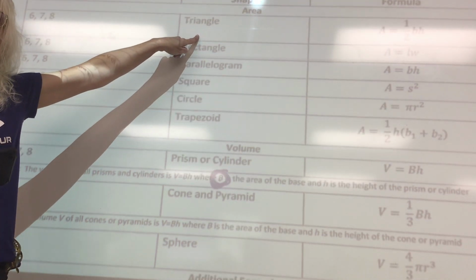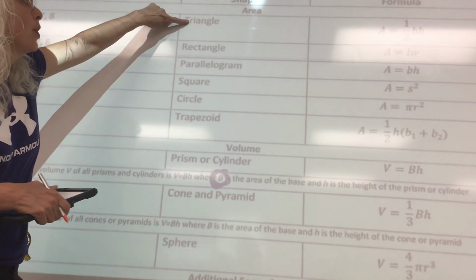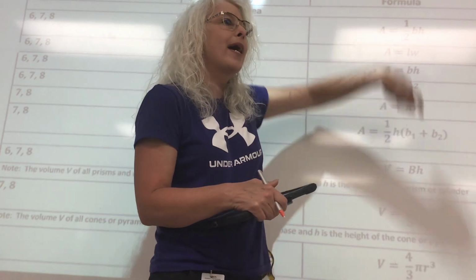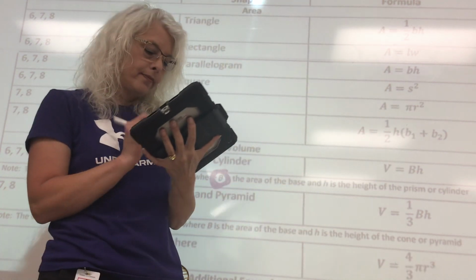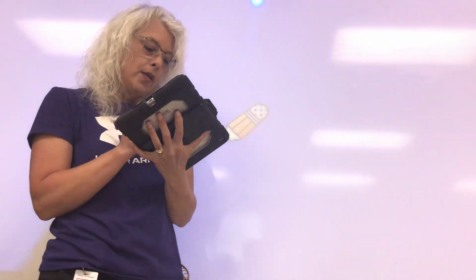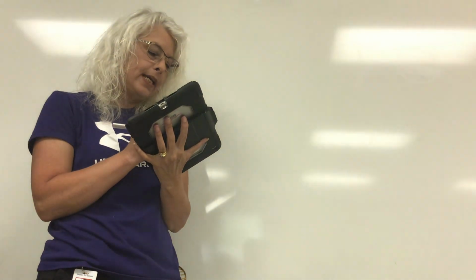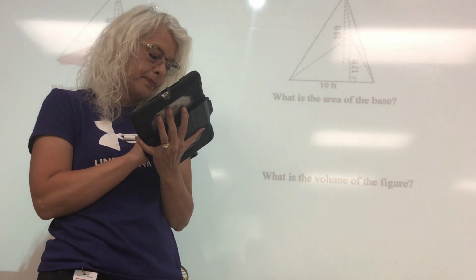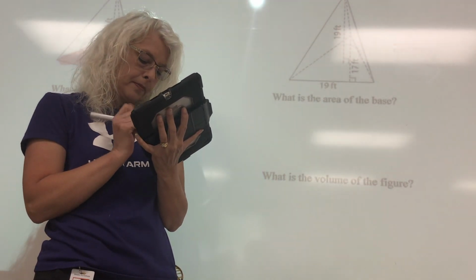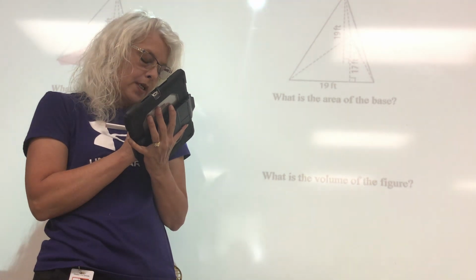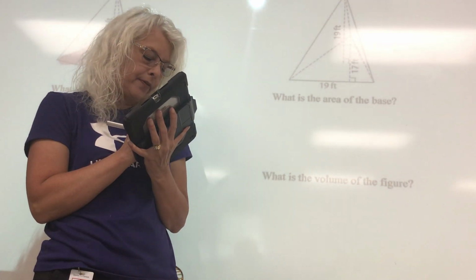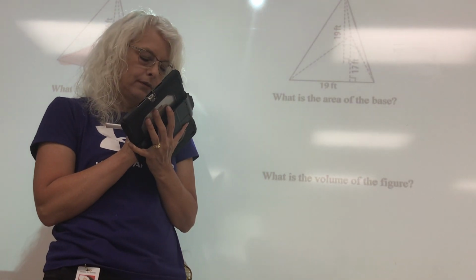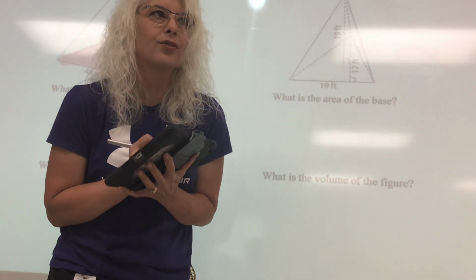Is the base a triangle? So we're going to go from triangle, slide our finger straight over, and write down this formula, which is A equals 1/2 little b little h.